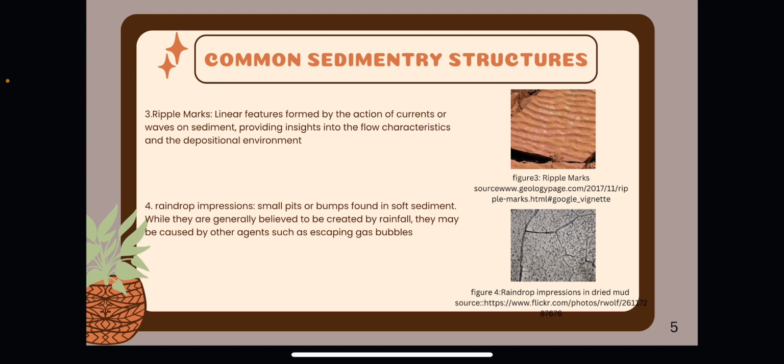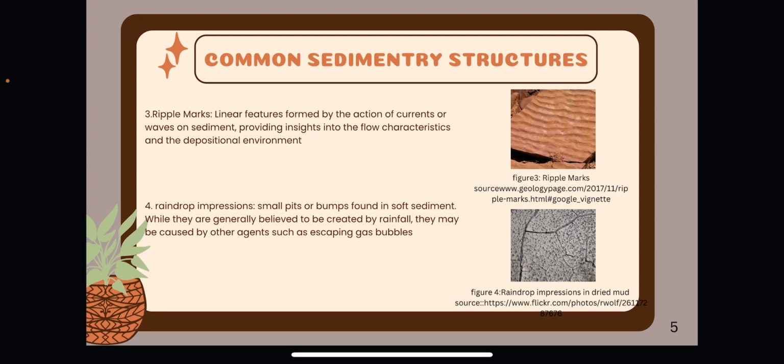Thirdly, we have ripple marks, which are linear features formed by the action of current or waves on the sediment, providing insights into the flow characteristics and the depositional environment.